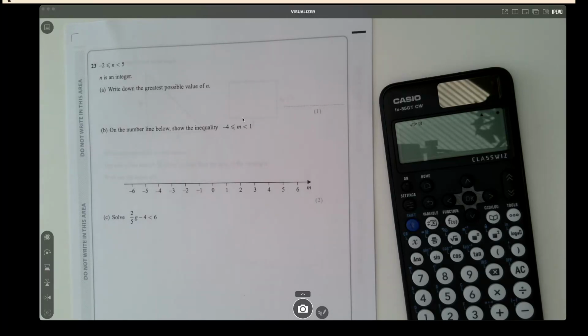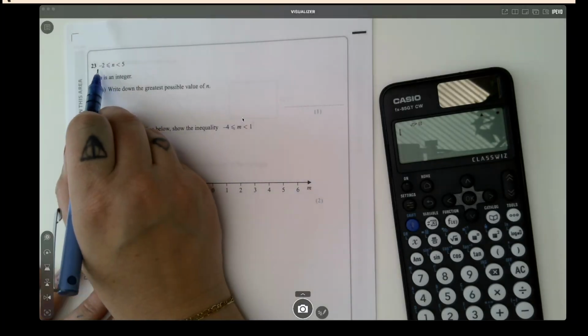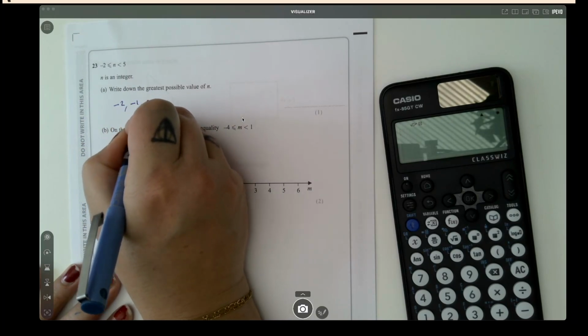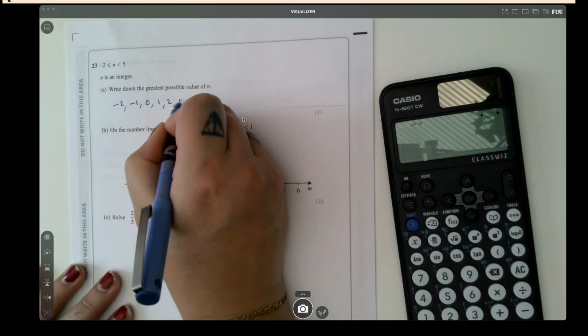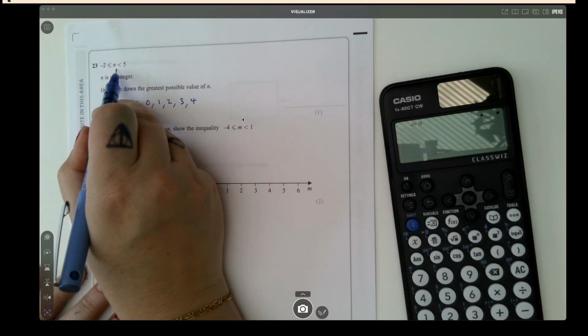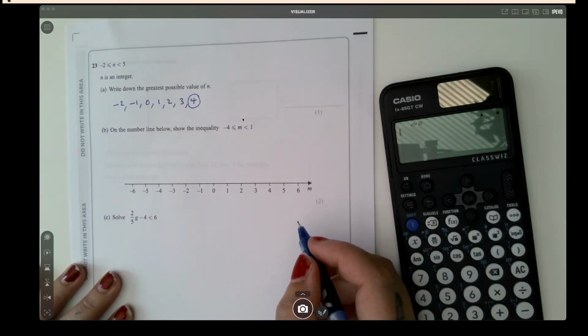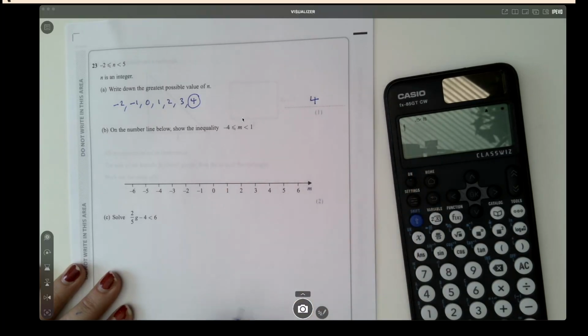Question 23. We have been given a double inequality where n is an integer. Part A, write down the greatest possible value of n. So if we look at these values, we can include -2, then it'd be -1, 0, 1, 2, 3, 4. We're not including the 5 in this range of values because there is no line underneath that symbol that makes it an equal to symbol. So the greatest possible value of n is 4.